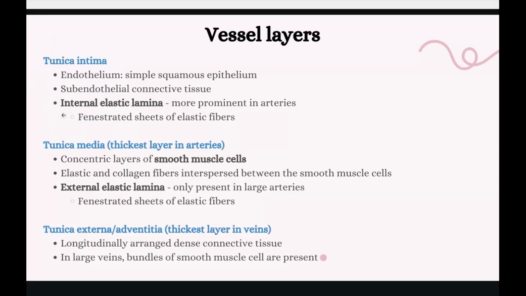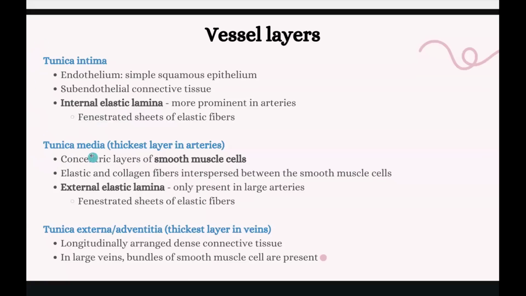Now, this won't be found in all vessels, but if you do find an internal elastic lamina, then you know that's in the tunica intima. So remember, I for internal for intima. Internal elastic for intima. The internal elastic lamina, and it's fenestrated, which means it has pores.